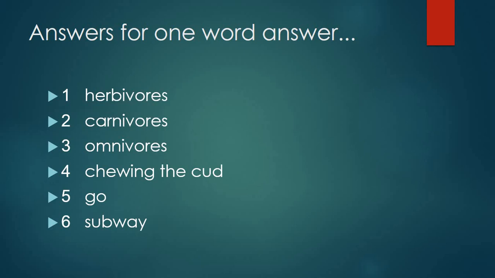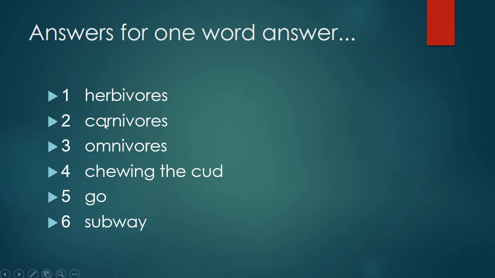Herbivores. Number 2, carnivores. Again the same thing: if you have written the spelling incorrectly, then half marks. But if you have written the answer incorrectly, for example, instead of herbivores in the first answer you have written carnivores, then it is totally incorrect and you have to give 0 marks. So only for the spellings you have to cut half mark. So number 2 is carnivores.